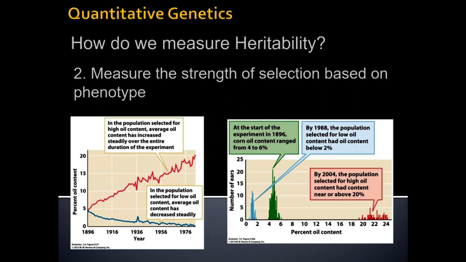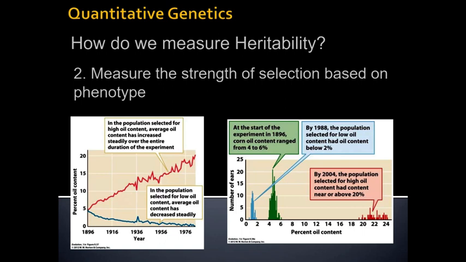And this is not an advanced or a very technologically complex study. Basically, all they had to do was have some way to measure the oil content and say, let's take the 10% of seeds from this crop with the highest oil and we'll plant them in one field. And then we'll take the 10% of the seeds with the lowest oil and we'll plant them in another field.